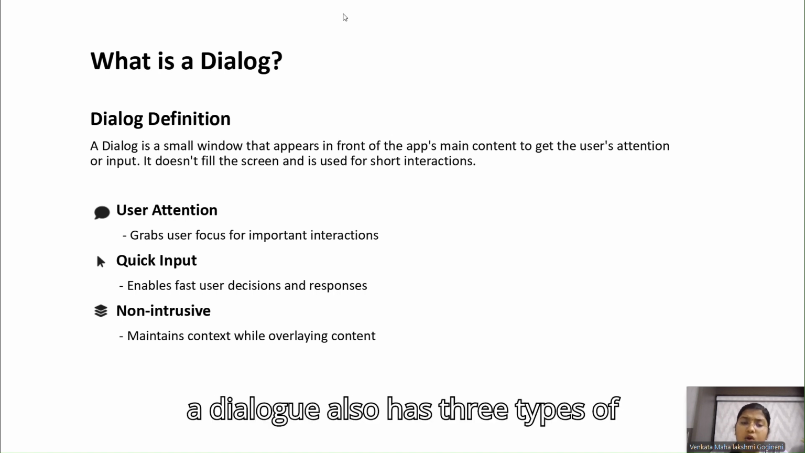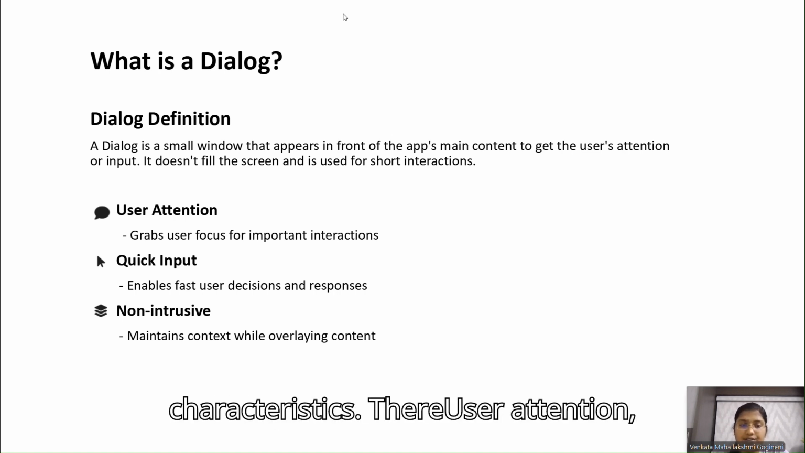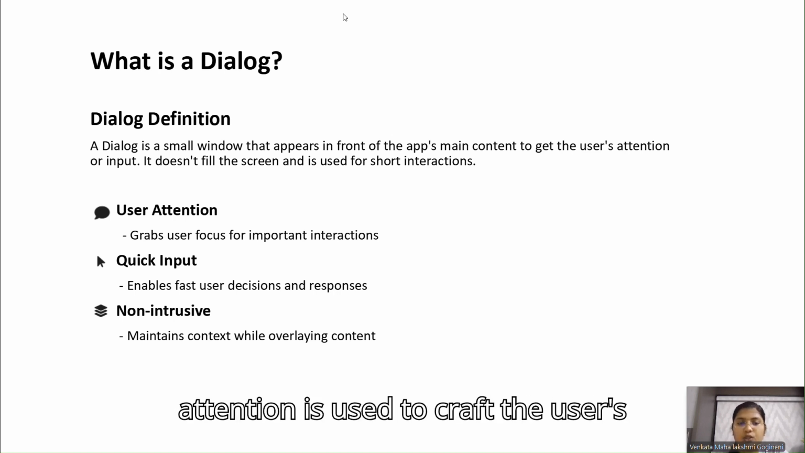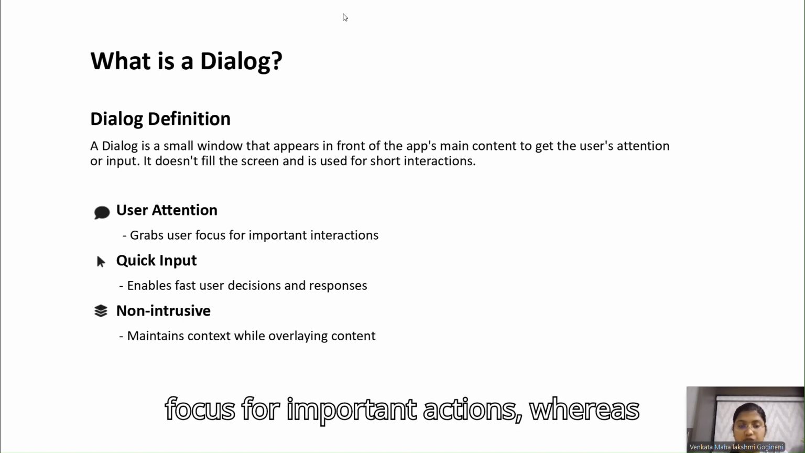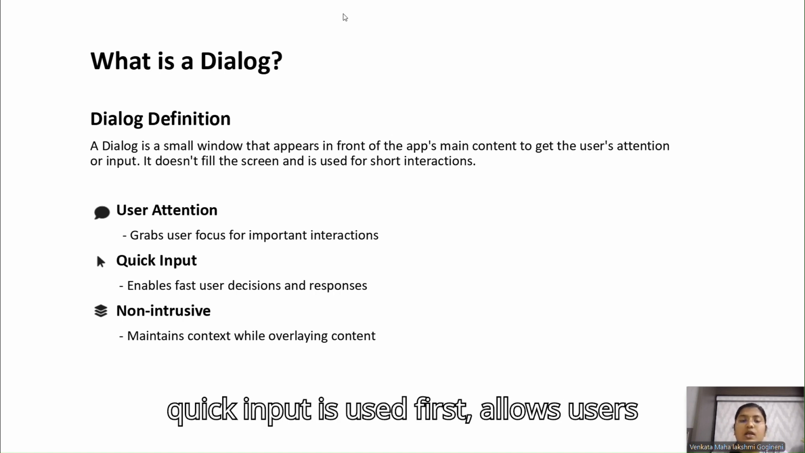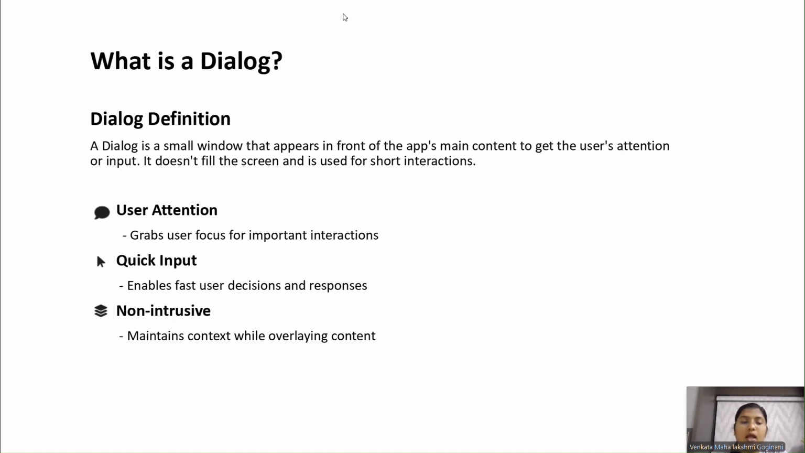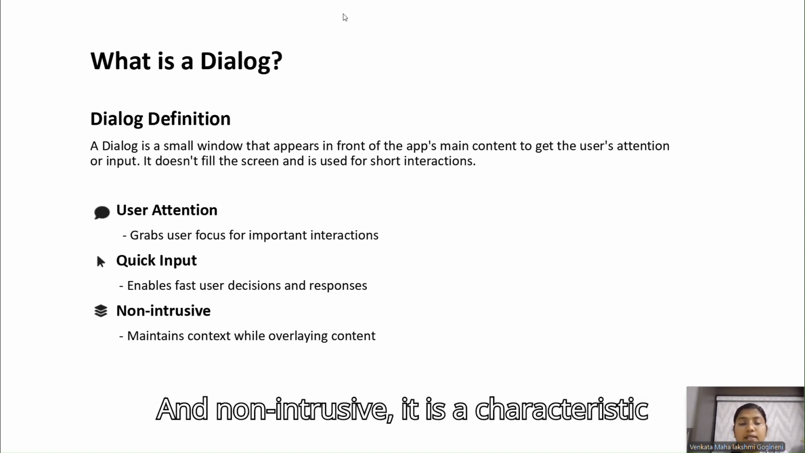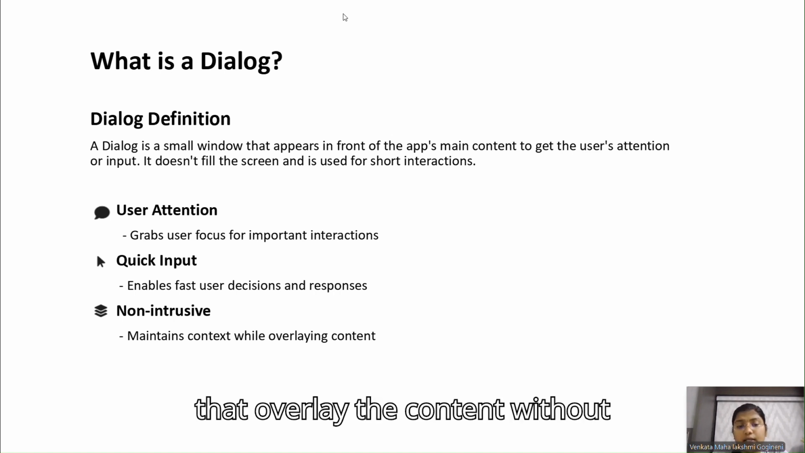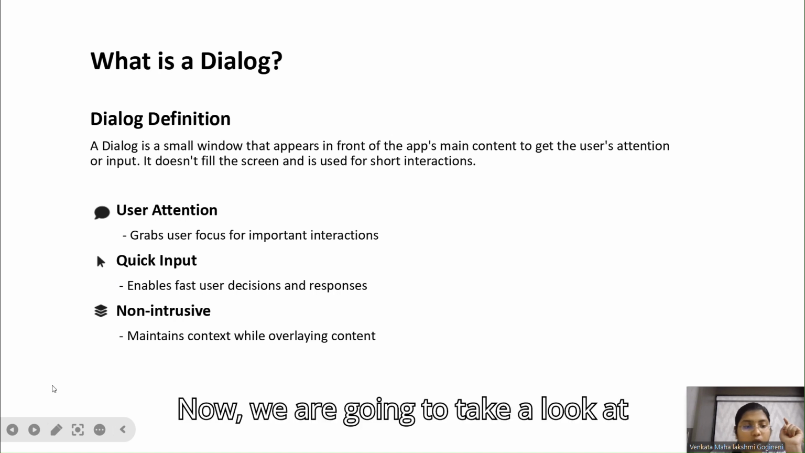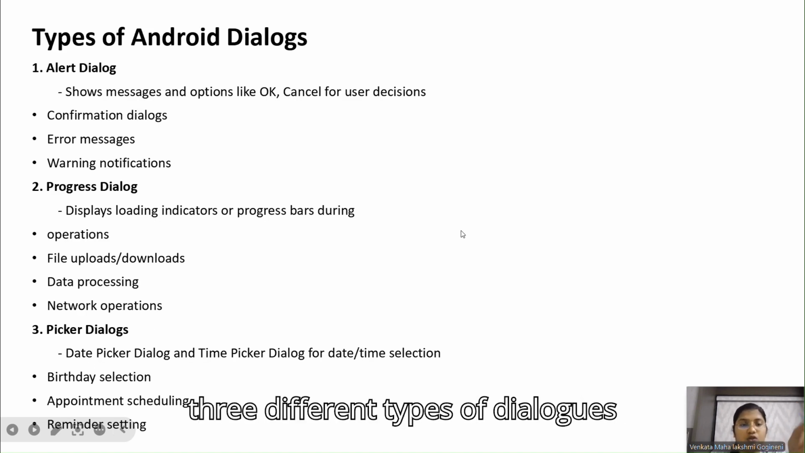A dialog also has three characteristics: user attention, quick input, and non-intrusive. User attention is used to grab the user's focus for important actions, whereas quick input allows users to make fast decisions or provide input, and non-intrusive means it overlays the content without disrupting the app's main context.